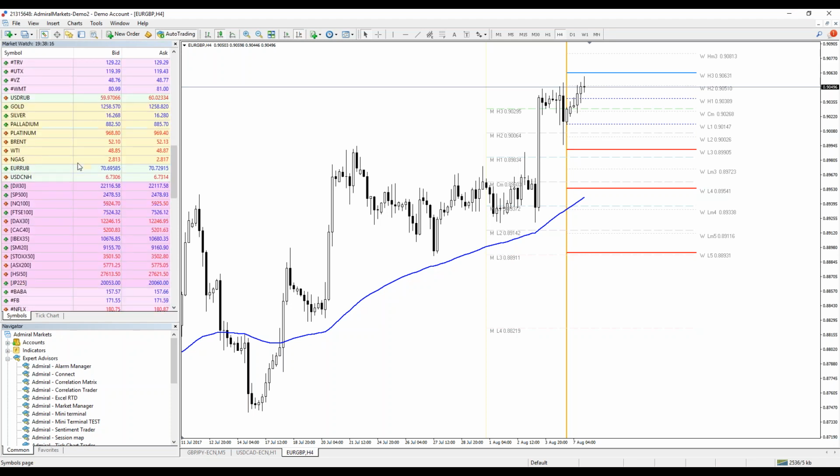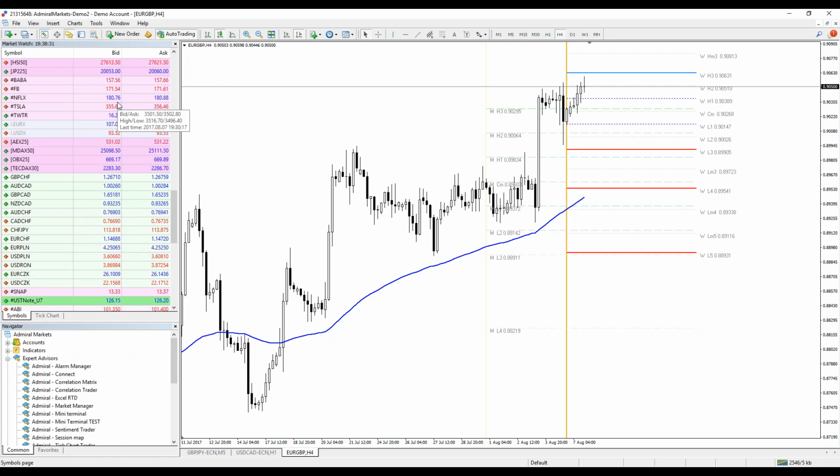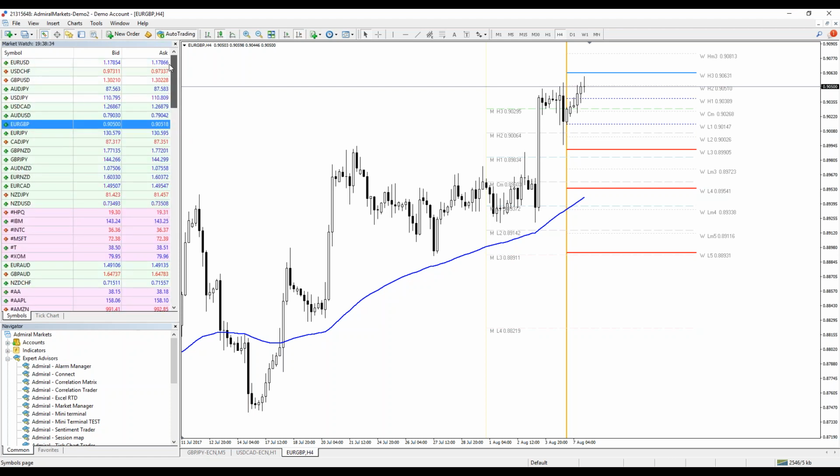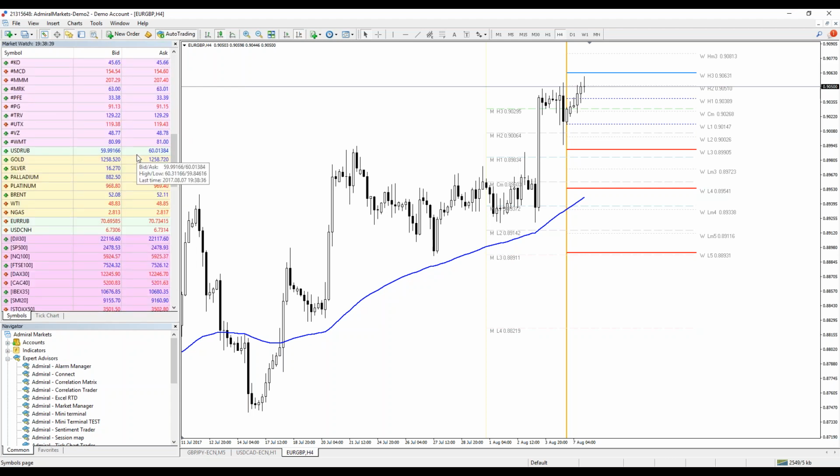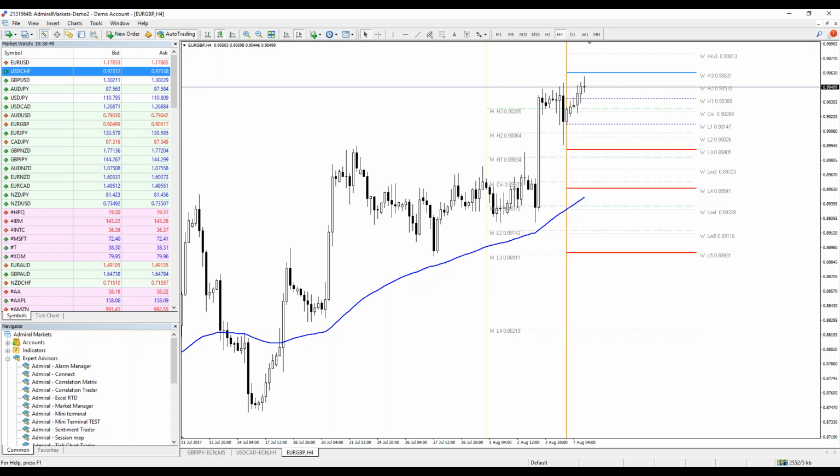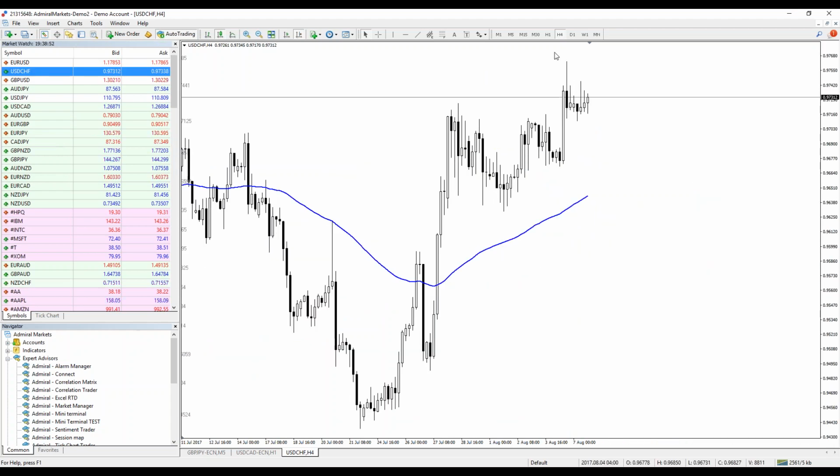Setup for dollar Swissy. Let me find it. Dollar Swissy. Okay, it's contrary to euro dollar, guys. So if your euro dollar goes up, dollar Swissy will go down. It's their negative correlation. I'm trying to find it here, but yeah, it's at the top. Okay, here.